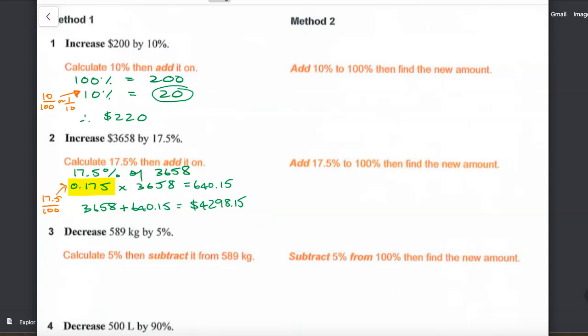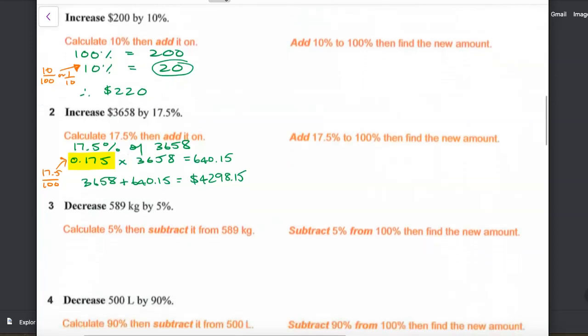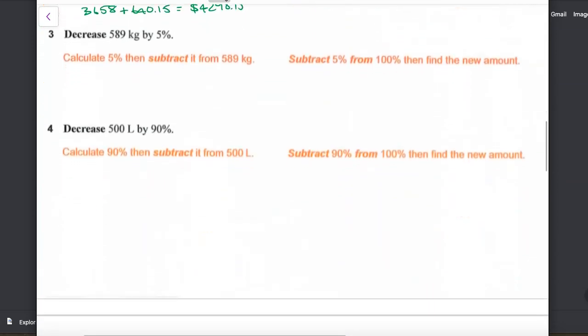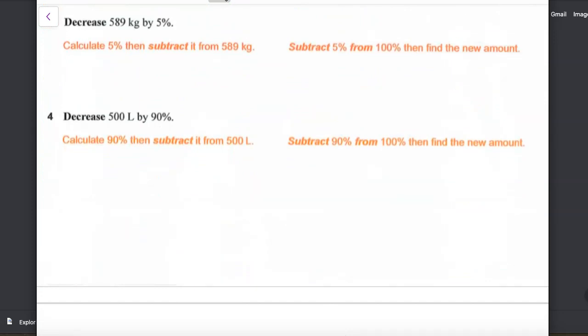Let's have a look at method 2 when we're talking about increasing an amount. So we're going to continue with method 1 and we're going to look at what happens when we want to decrease. So decrease simply means we're going to subtract or take away from the original amount. So in our next example, we want to decrease 589 kilograms by 5%. So this is where I'm going to find 5% of the total and then take it away.